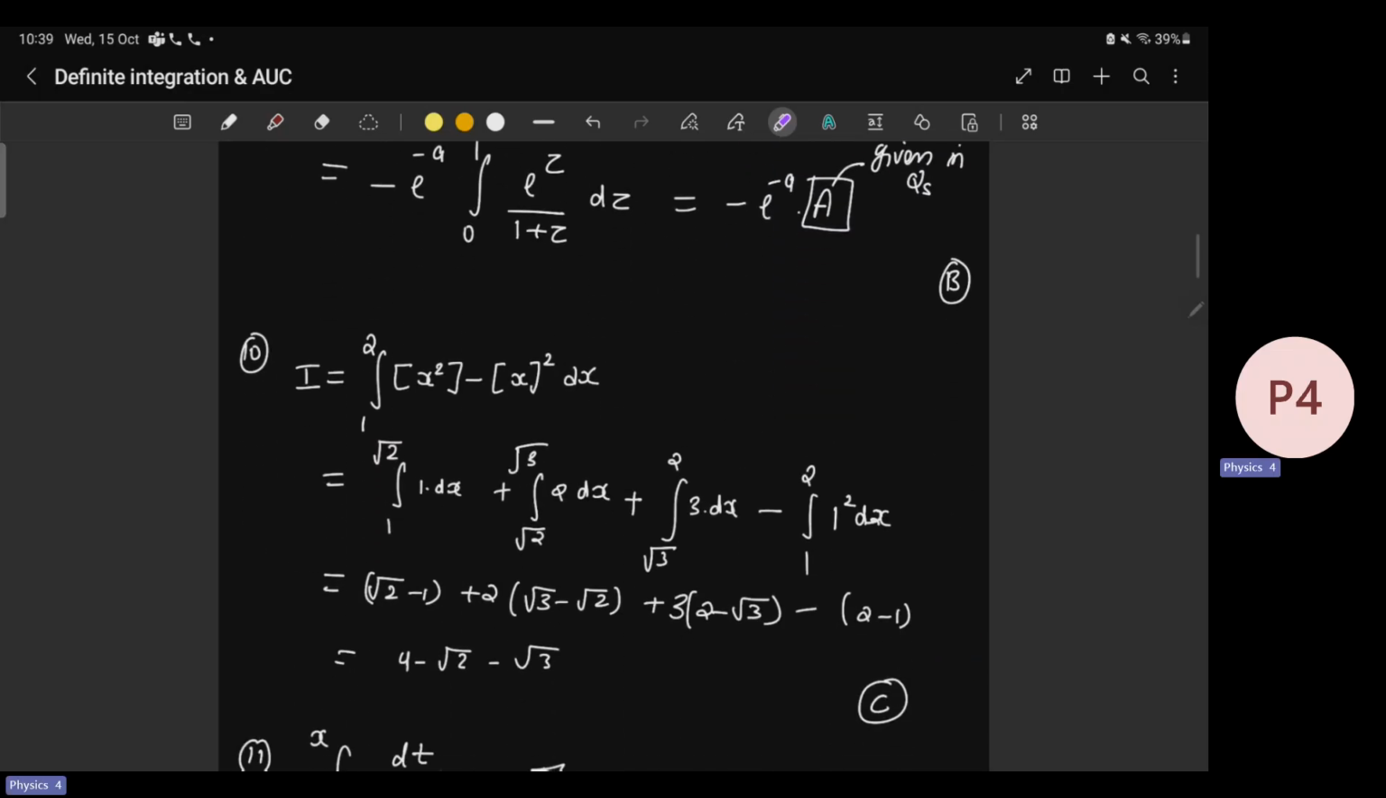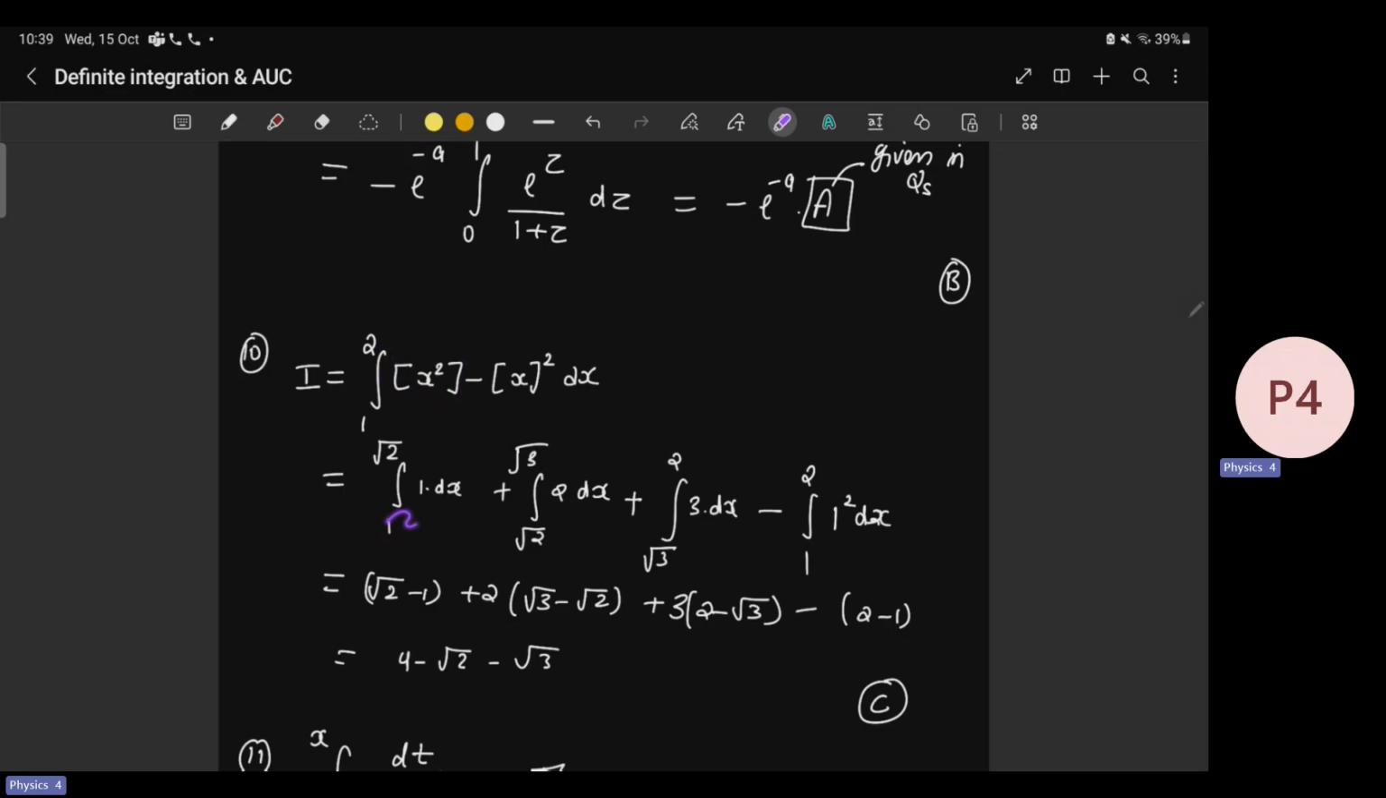Now move on to the next question, that is question number 10. In this, we have to find the value of integration I. Let's say I is equal to integration of greatest integer x square minus greatest integer x whole square. Now we will break this. First we will deal with this part.